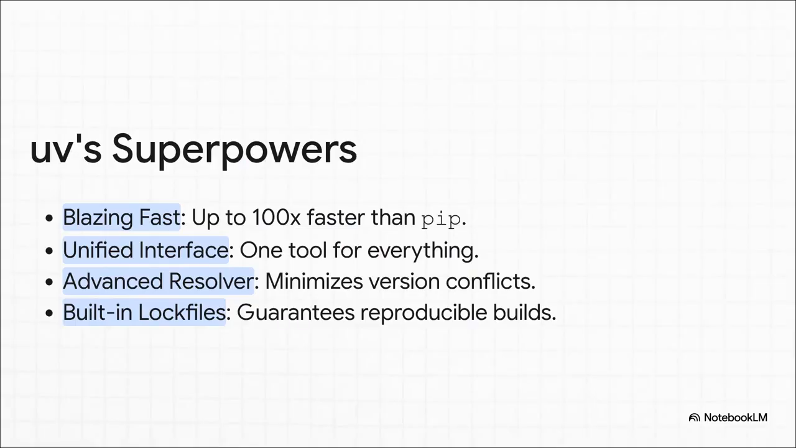These features basically give you MLOps superpowers. Blazing fast means your CI/CD pipelines finish in a fraction of the time. A unified interface means there's less stuff for you and your team to learn and manage. But that advanced resolver and the built-in lock file, that is your golden ticket. That's what gives you stable, reproducible deployments, which is absolutely non-negotiable for production.